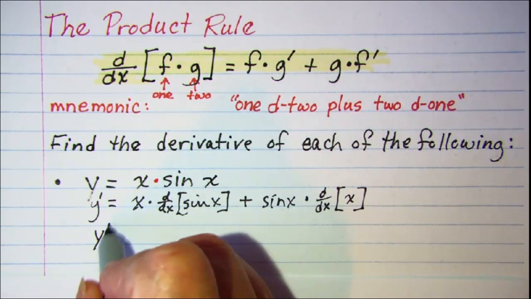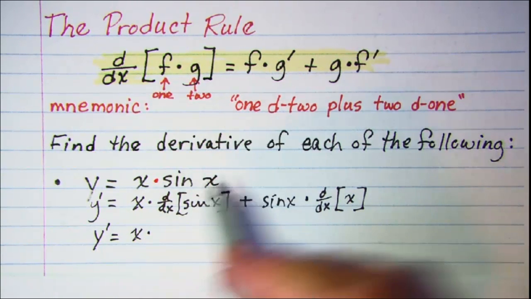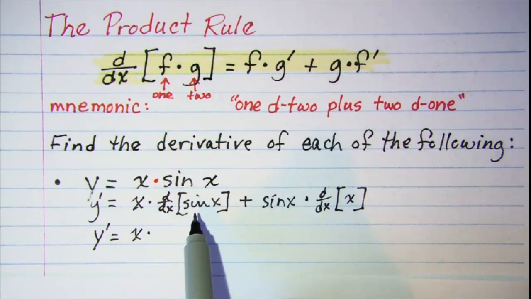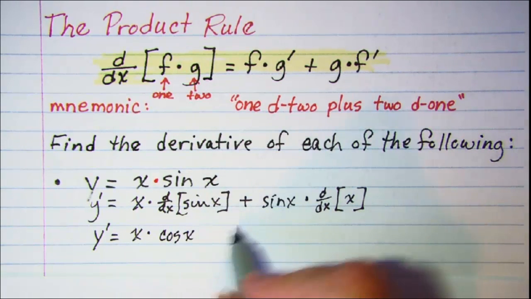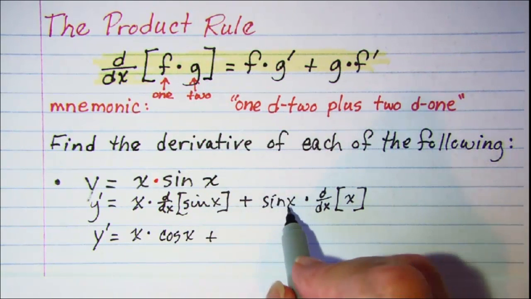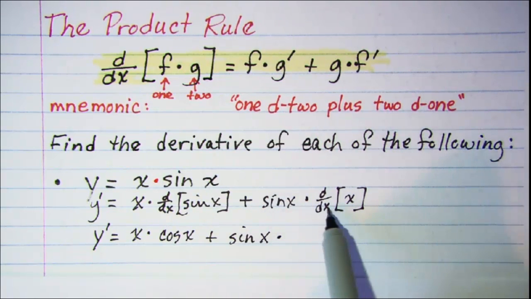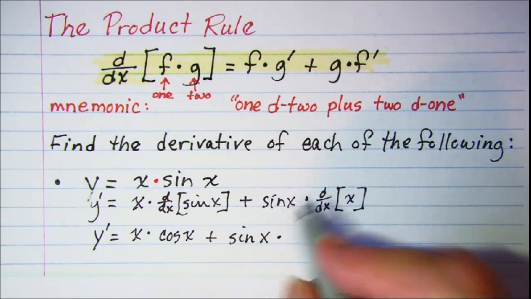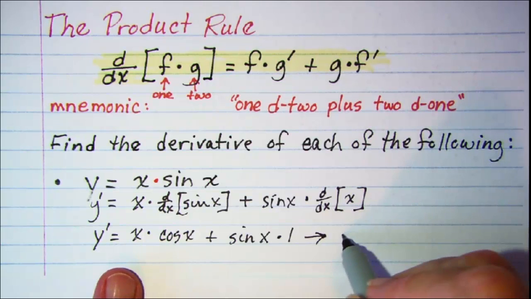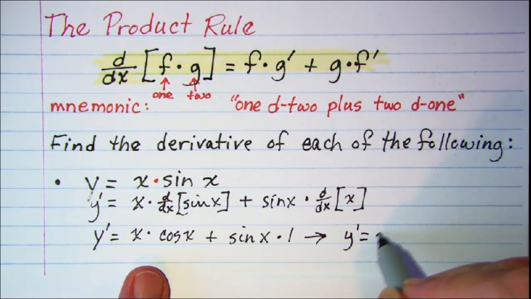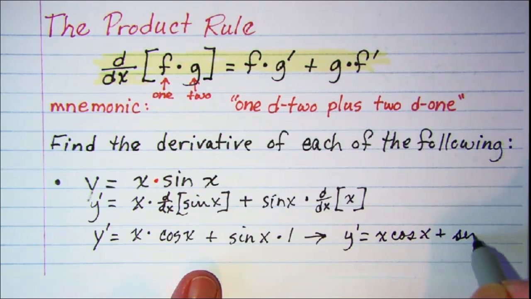So our derivative of y is x times the derivative of sine, which is cosine, and then plus sine x times the derivative of x, which is just 1. So that gives us y prime is equal to x cosine x plus sine x.